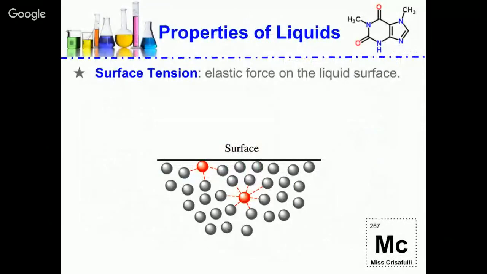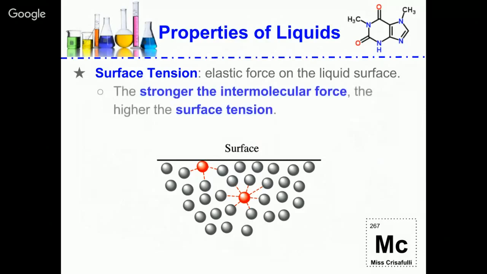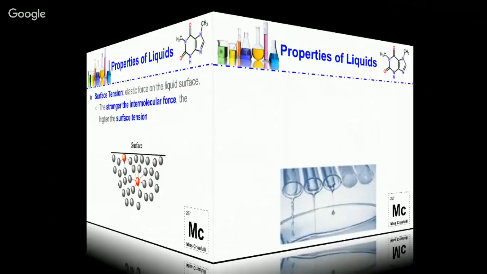So let's talk about some properties of liquids. You have surface tension, and that's the elastic force on the liquid surface. The stronger the intermolecular force, the higher the surface tension.